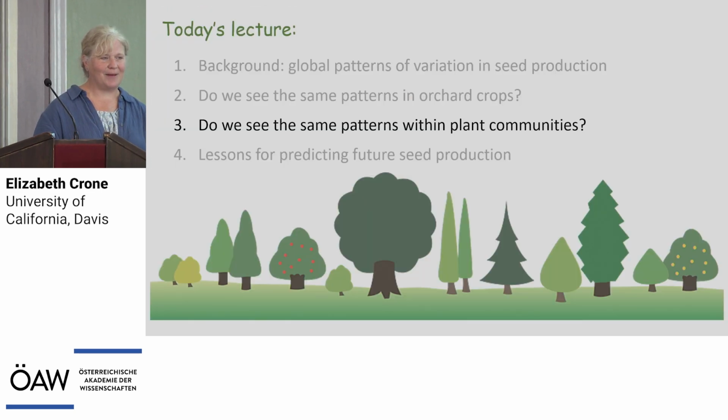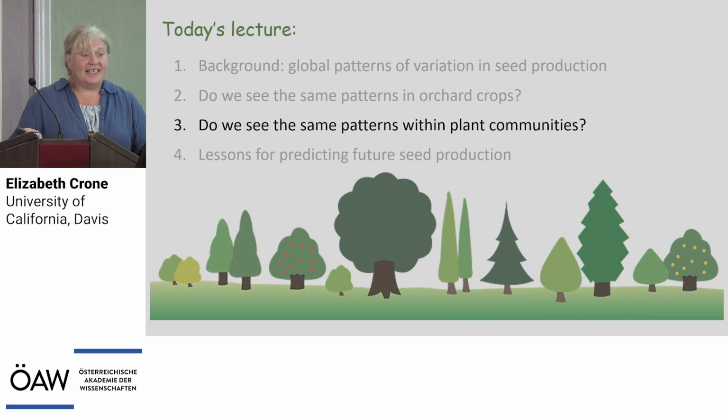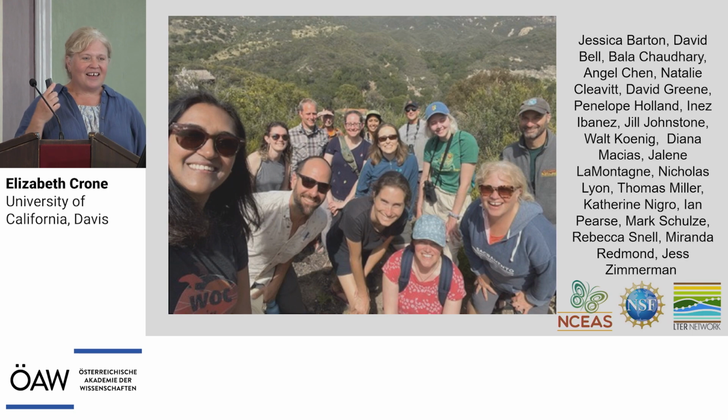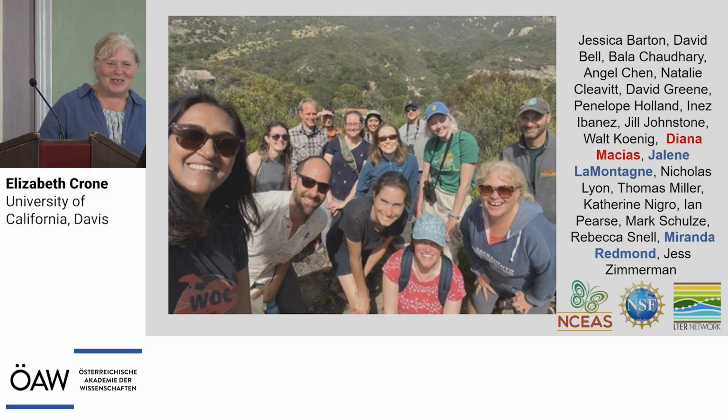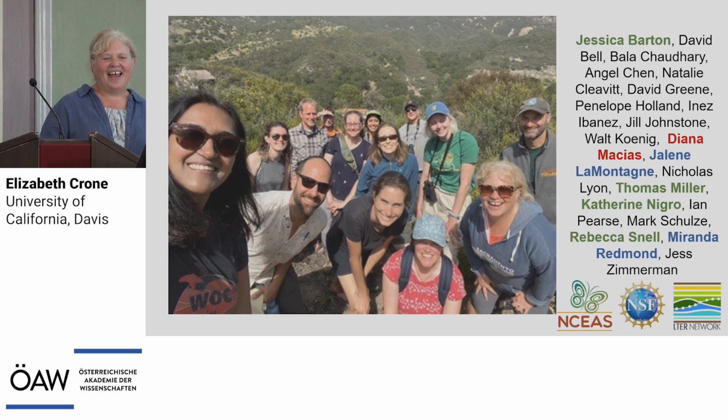But since I only have a limited amount of time, I should get on to, do we see the same patterns in plant communities? And these are data that I analyzed as part of a working group of people working with data on the United States Long-Term Ecological Research Network, so back to wild plants. And I want to particularly acknowledge Diana Macias, who is the lead author of what we call the simple metrics paper from our working group. Do these data also show the same patterns in all other plants? How many of you can see Ian in this picture? I also want to acknowledge the group leaders, Jeline and Miranda, and then the members of our simple metrics subgroup.